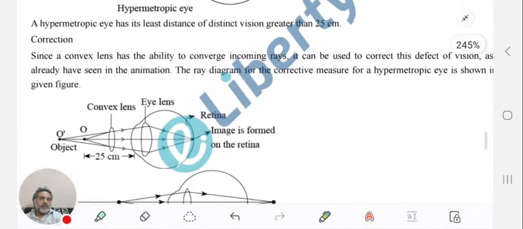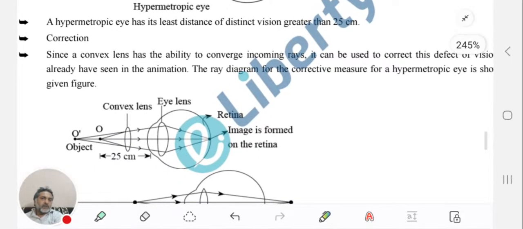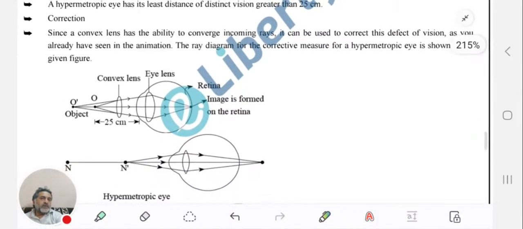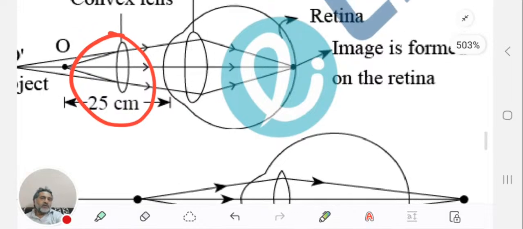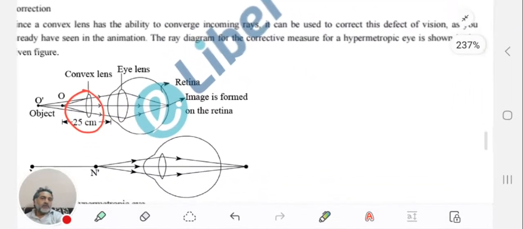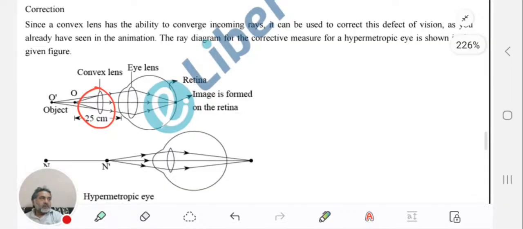A hypermetropic eye has its least distance of distinct vision greater than 25 centimeter. Correction: since a convex lens has the ability to converge incoming rays, it can be used to correct this defect of vision. As you have already seen in the animation, the ray diagram for the corrective measure for a hypermetropic eye is shown in the given figure.